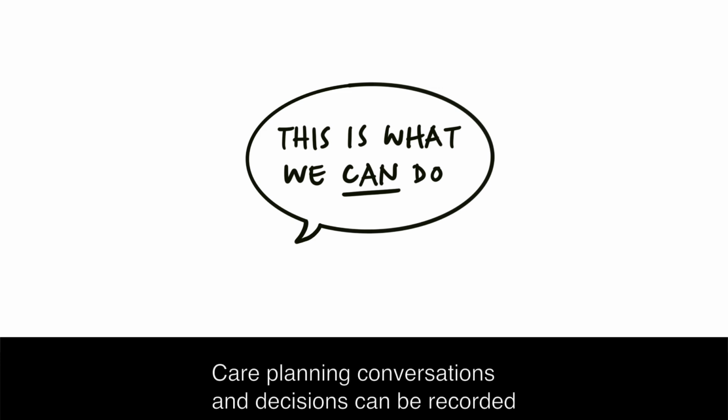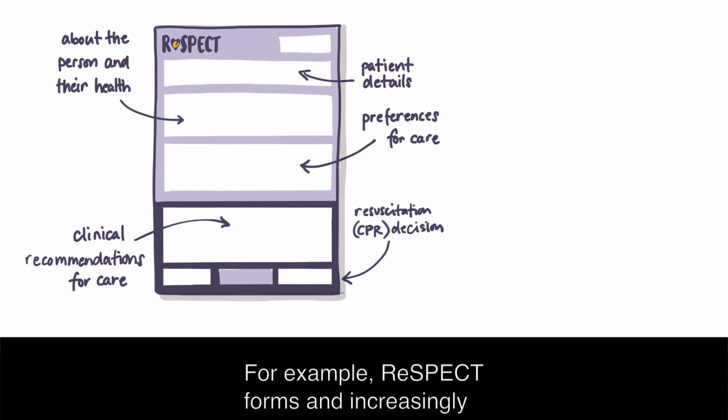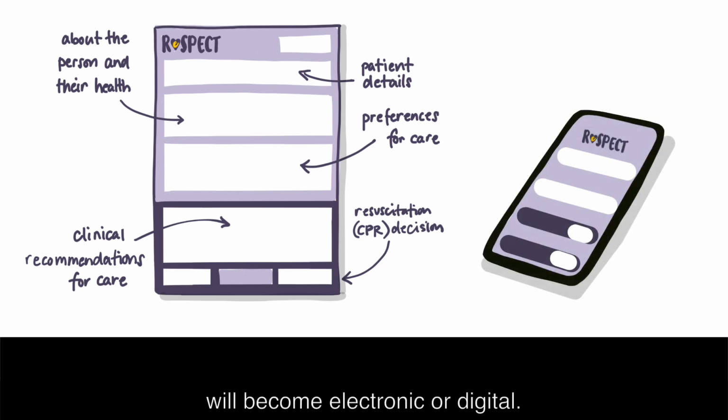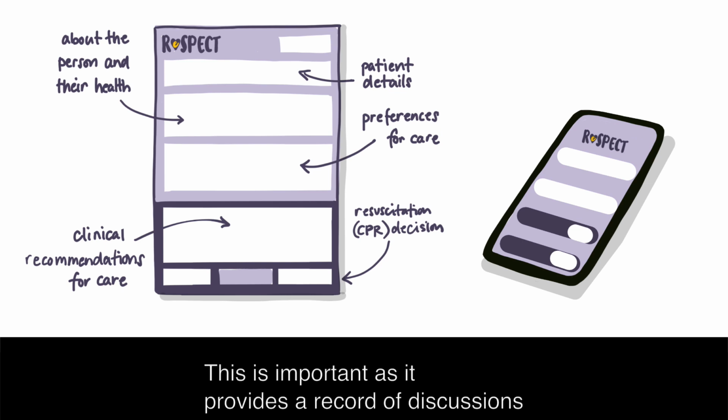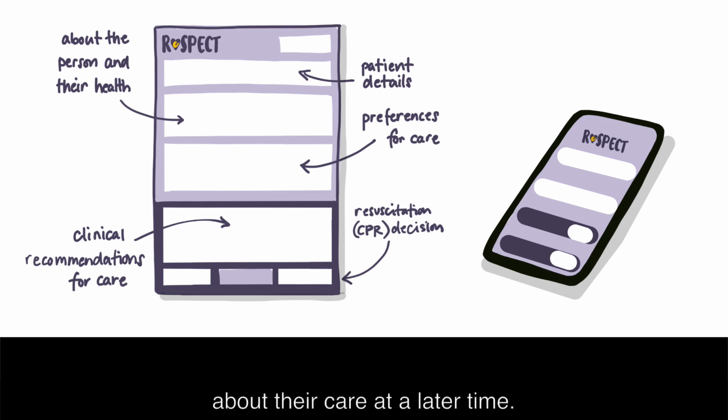Care planning conversations and decisions can be recorded in the clinical record using specific documentation, for example, RESPECT forms, and increasingly will become electronic or digital. This is important as it provides a record of discussions if the patient is too unwell to be involved in decisions about their care at a later time. These should be updated with changes in a patient's wishes or condition.